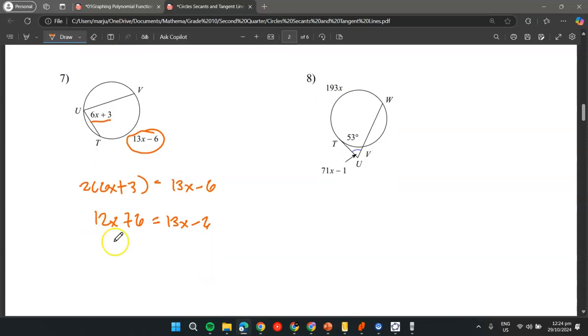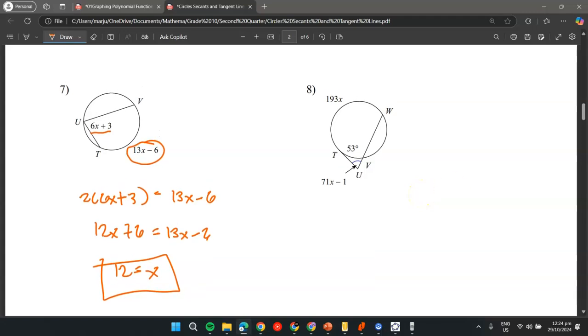So this is now what? 12 equals x. Right? So the value of x is actually 12. That is very straightforward. Number 8. So again, this is what? This is half of the difference of this one and this one. So we are going to take 2 times 71x minus 1, that is just equal to 193x minus 53.